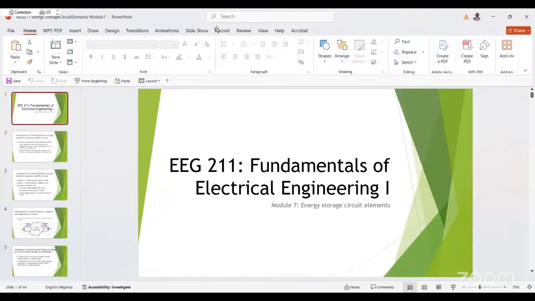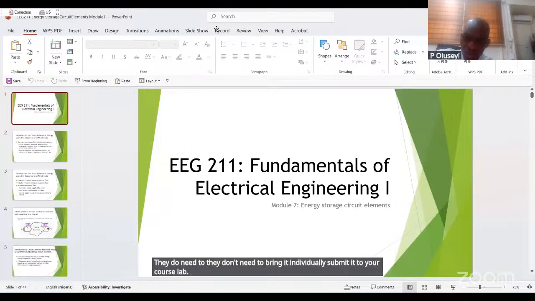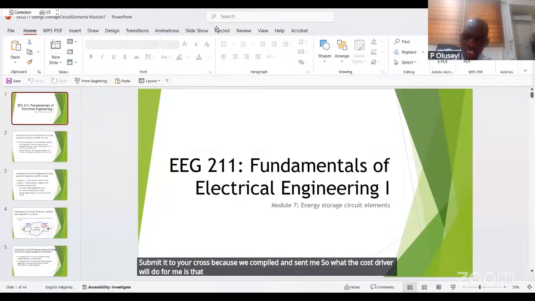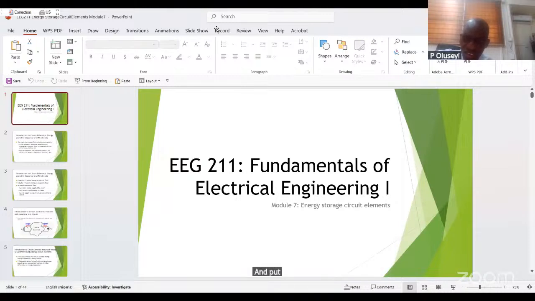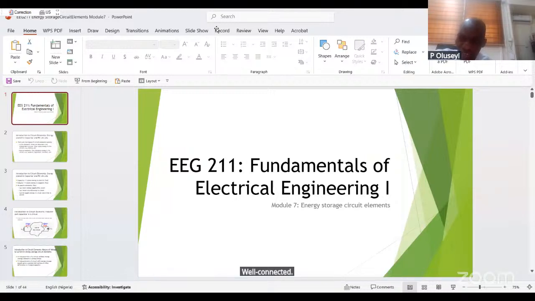They don't need to bring it individually. Submit it to your course rep. The course rep will compile and send to me. What the course rep will do for me is scan all the individual letters and put them in a thread, not individually. They will put them in a thread that will flow as one link, one connected list of papers.